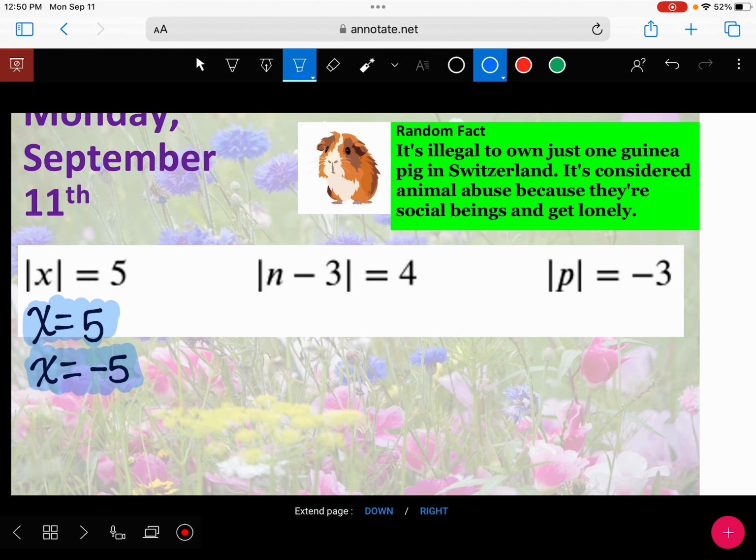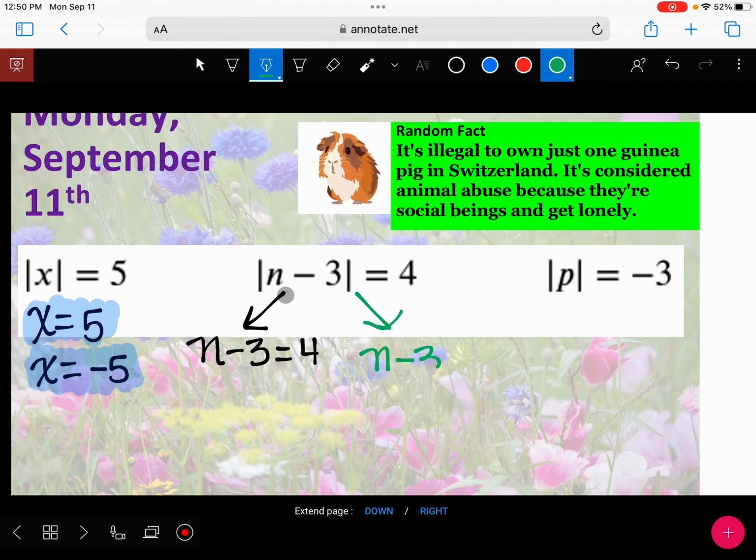For our second equation, again, it's already by itself. There's no number in front or behind. So my first equation is n minus 3 equals +4. And my second equation is n minus 3 equals -4. Go ahead, solve them both for n to get your two solutions. Absolute value has two solutions.